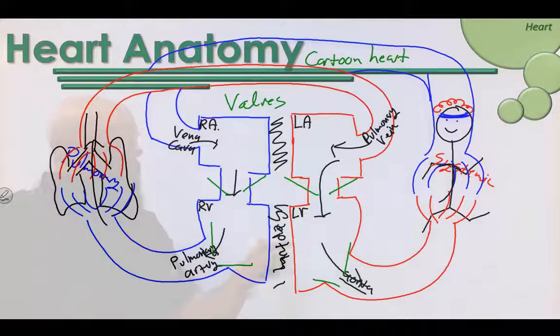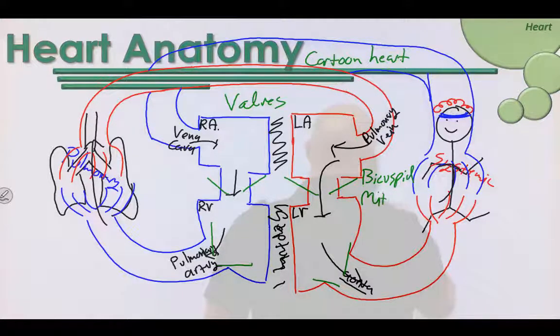On the left side of the heart, between the left atrium and the left ventricle, is the bicuspid valve. Also called the mitral valve sometimes. Also called the left atrioventricular or left AV valve. You should be able to go back and forth between all three. Bicuspid is probably the one you'll hear most often. I think left AV is the one that's most descriptive and easiest to understand. But definitely be aware that a lot of times it's also referred to as the mitral valve.